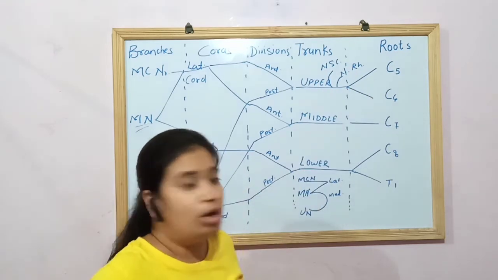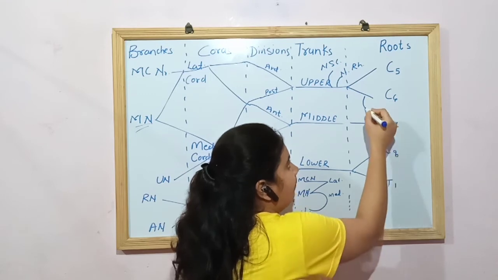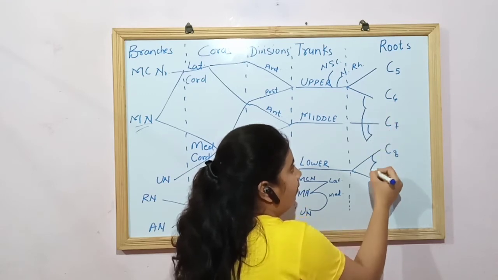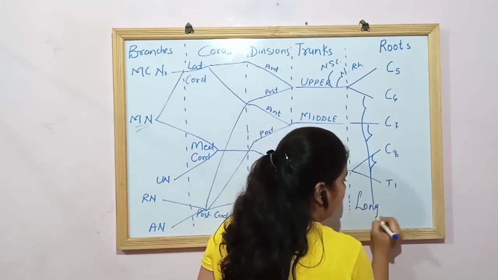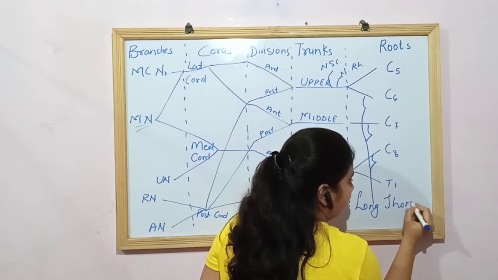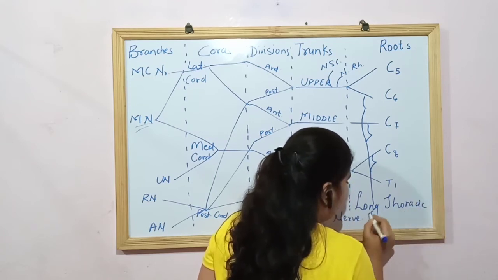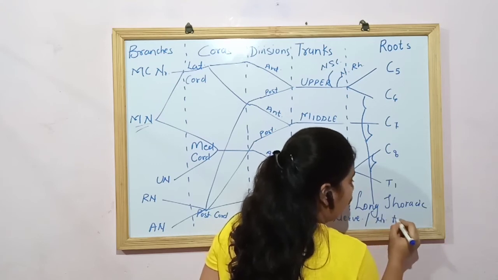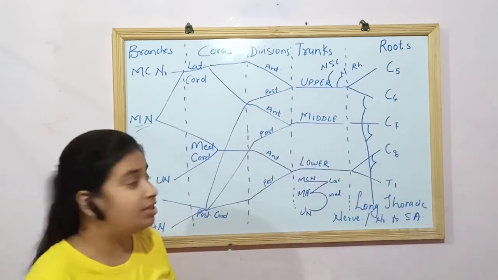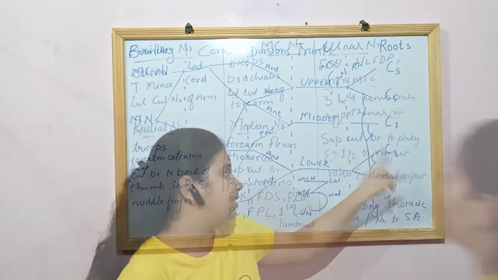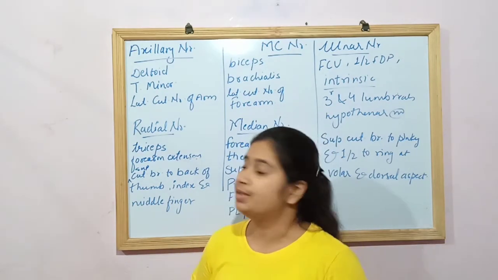And one branch is also arising from C6, C7 and C8. That is the long thoracic nerve, which is also called the nerve to serratus anterior. Its roots are C6, C7, C8. Now moving on to the respective terminal branches and their innervations.